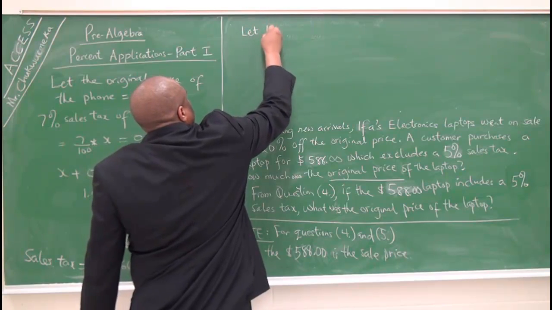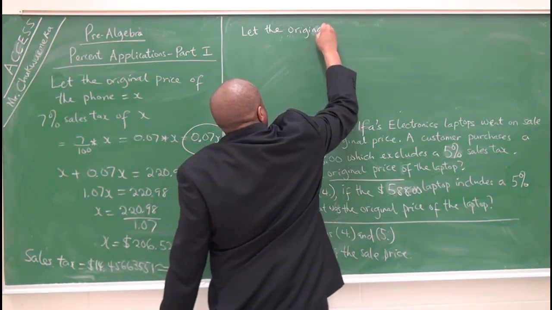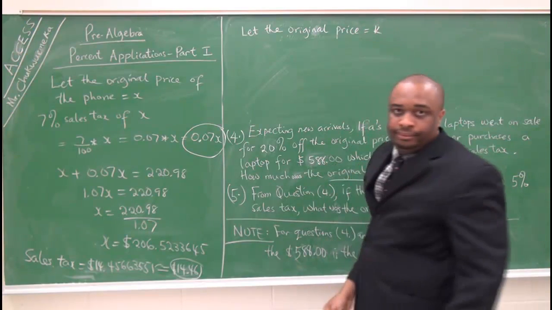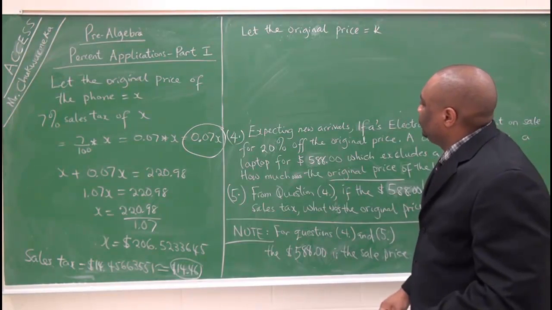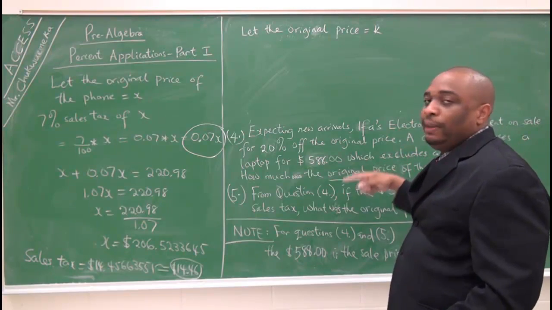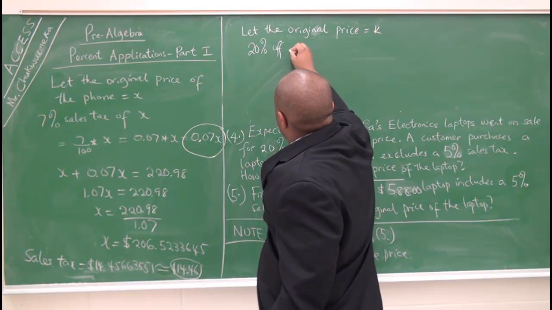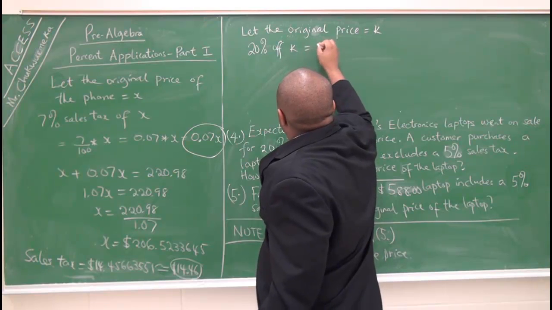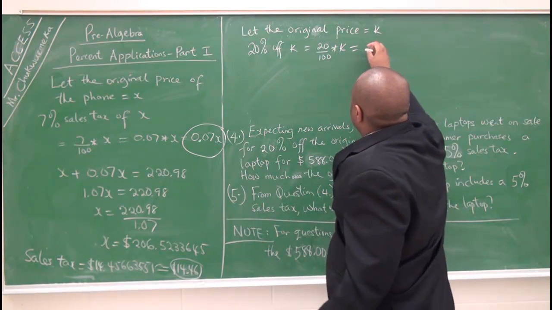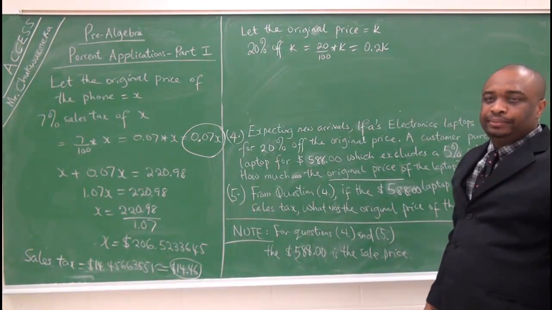Let the original price be, let's just call it K. So now 20% off the original price. 20% off K will be 20 over 100 times K, and that will give us 0.2K.